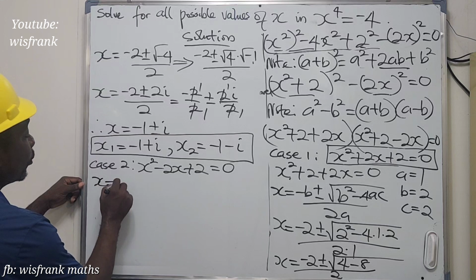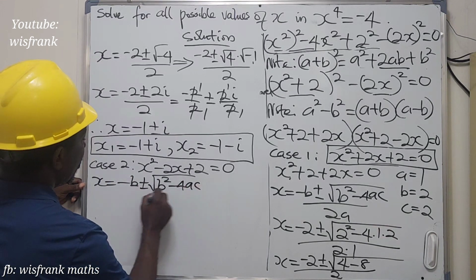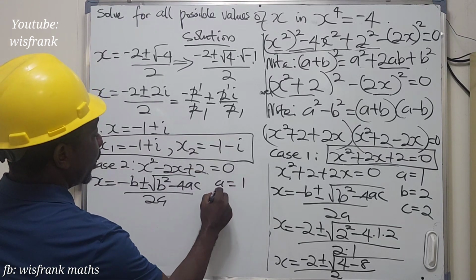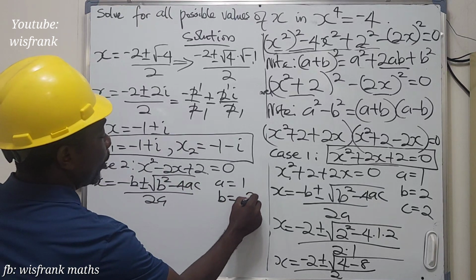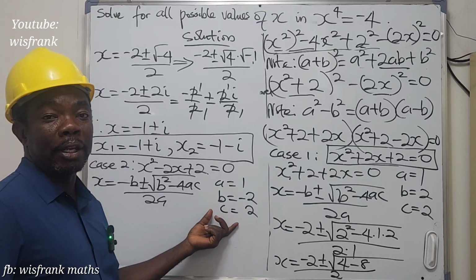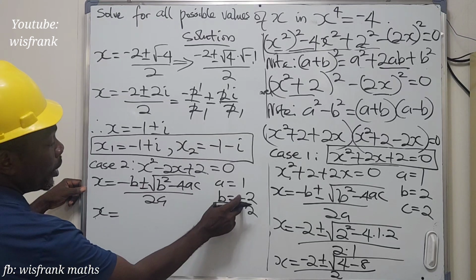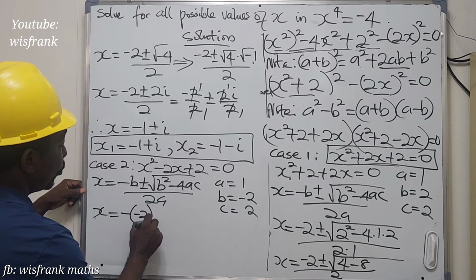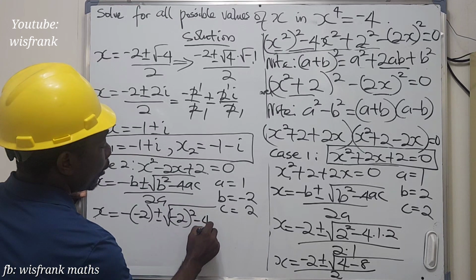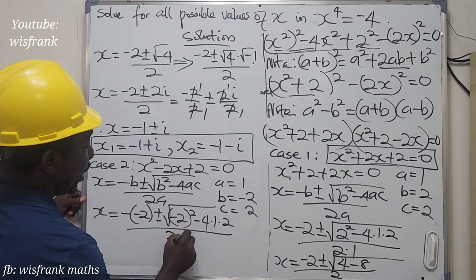So we are using x equals minus b plus or minus the square root of b squared minus 4ac, all over 2a. So in this case, our value of a equals 1, then the value of b equals minus 2, then the value of c equals 2. So we are going to substitute these parameters into the quadratic formula. So we have x equals minus b, which is minus minus 2, plus or minus the square root of minus 2 to the power of 2 minus 4 times a, which is 1, times c, which is 2, all over 2 times a, which is 1.